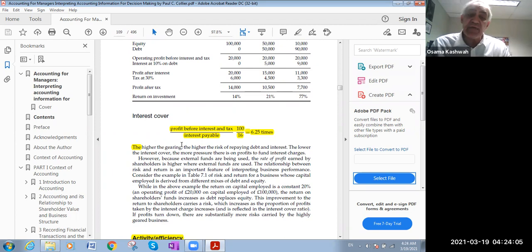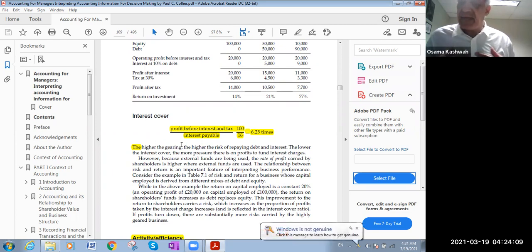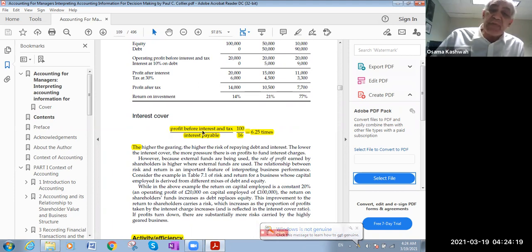This is the meaning of the interest cover. How many times I can cover myself as a company, without going into bankruptcy. This is the meaning. So it is profit before interest and taxes. Okay. Profit before interest and taxes divided by the interest payable.